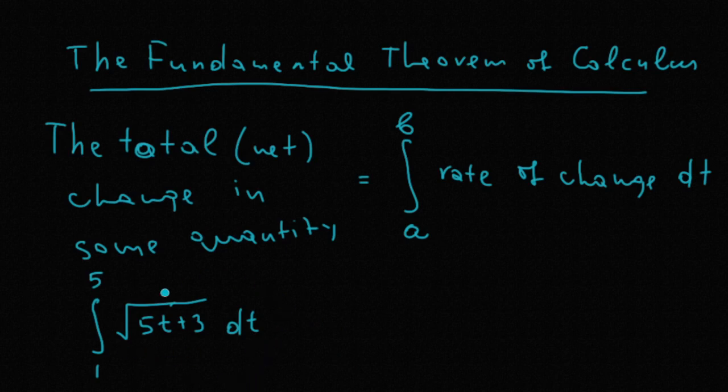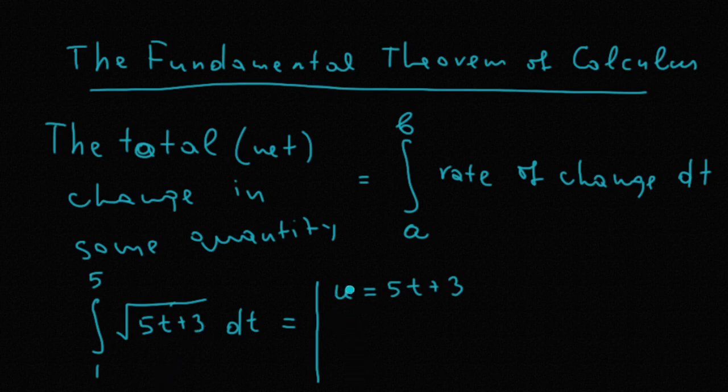Now let's look at this integral. Under the square root we have 5t plus 3. We can try to simplify this integral by substituting a new variable u instead of 5t plus 3. Since we have an expression that is not very complicated, but still more complicated than just the variable itself, we can try to simplify the function that we're integrating by making the substitution.